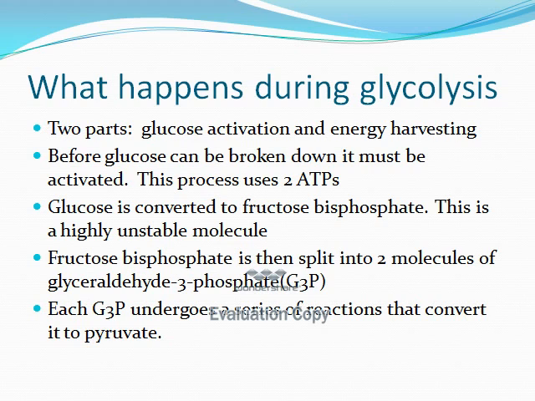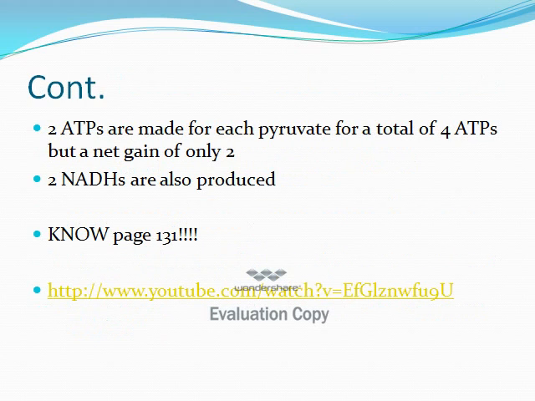The fructose bisphosphate can be split into two molecules of glyceraldehyde 3-phosphate, which we call G3P in class. And then the G3P undergoes a series of reactions to convert it finally to pyruvate. So two ATPs are made for each pyruvate, for a total of 4 ATPs. And it says in your notes here, 4 ATPs are made in the process of glycolysis, but you have to remember that we use 2 at the very beginning of the process. So you use 2, you make 4. 4 minus 2 is 2, so you really only gain 2 ATPs for the cell.